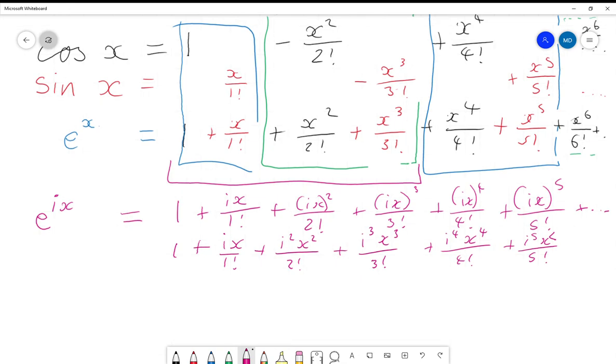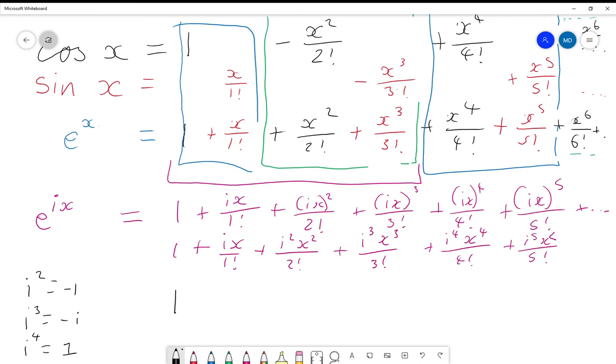And why is this helpful? Well, in fact, we need to remember what i squared is. i squared is negative 1 by definition. i cubed is that times i, so it's negative i. And i to the 4 is that times i, which is, well, it's i squared squared, which is just 1. So using that information, we'll plug all this in.